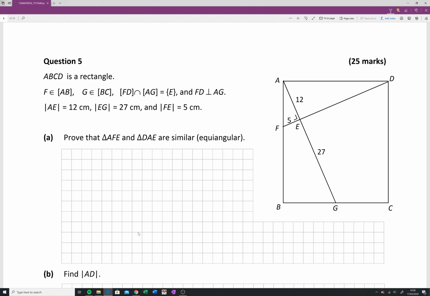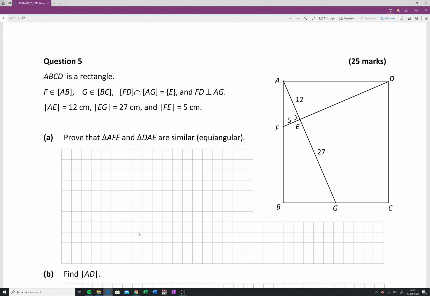First question here in question 5 is prove that triangle AFE, right angle triangle there, and DAE are similar triangles. What does it mean to be similar? Just means that all three angles are the same. It's not the case that all the sides have to be the same. That would be congruent triangles. So this one, you're just trying to show that all three angles are the same. It does mean that the sides will be in proportion, but we'll get onto that a little bit later.